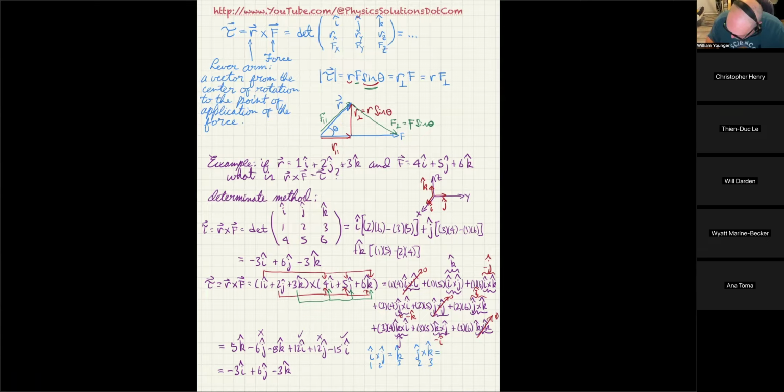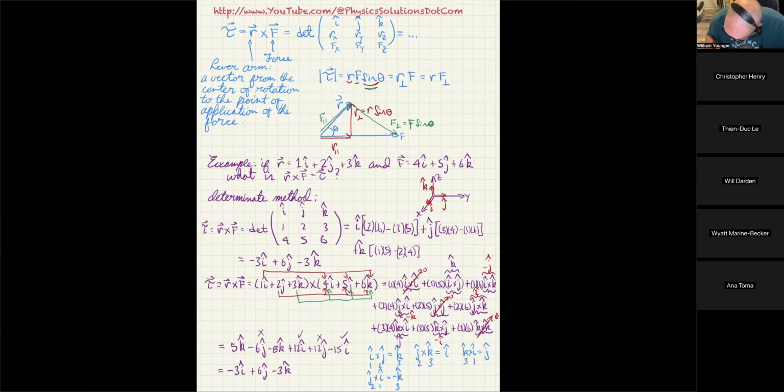So j hat cross k hat as a cyclic permutation is 2, 3. So that means the next one has to be 1. So that's a positive i hat. And then if you say k hat cross i hat, which is 3, 1, then that's a 2, which is j hat. If, however, you do a non-cyclic permutation, for instance, j hat cross i hat, that's 2, 1, which is not a cyclic permutation of 1, 2, 3, then this gives you negative k hat, which would be negative 3.